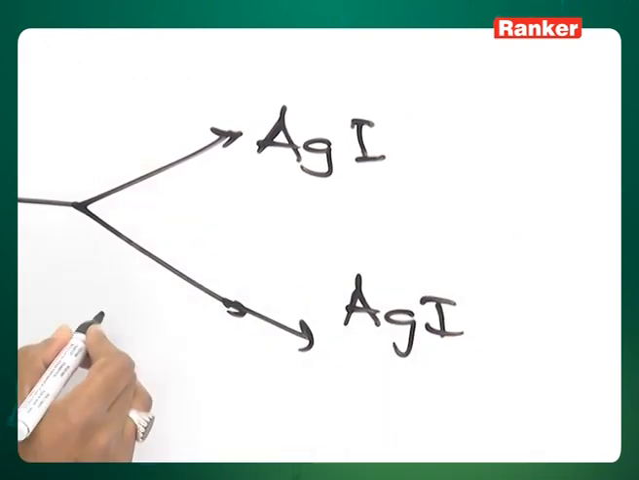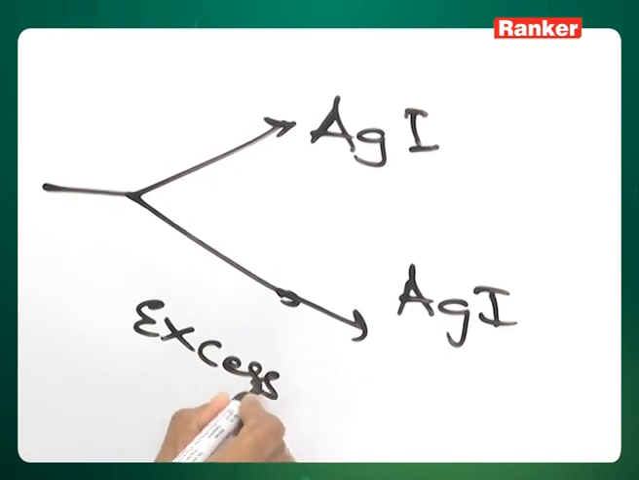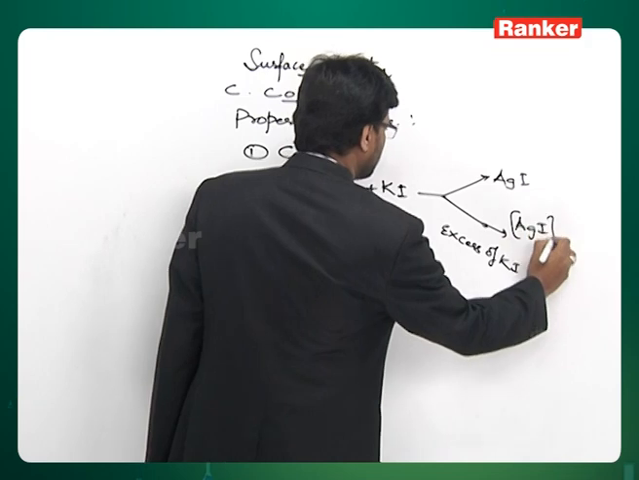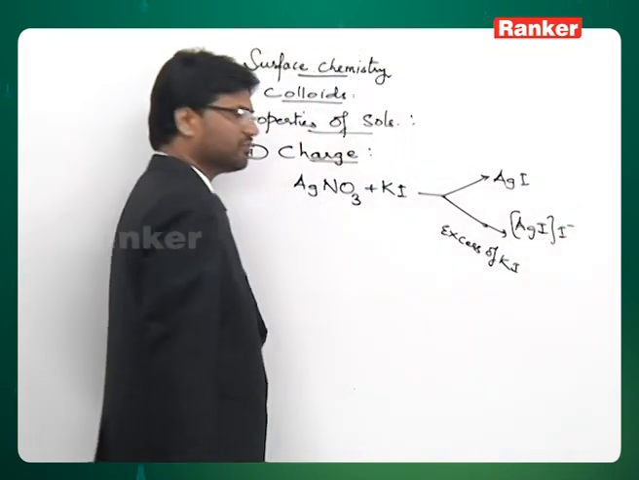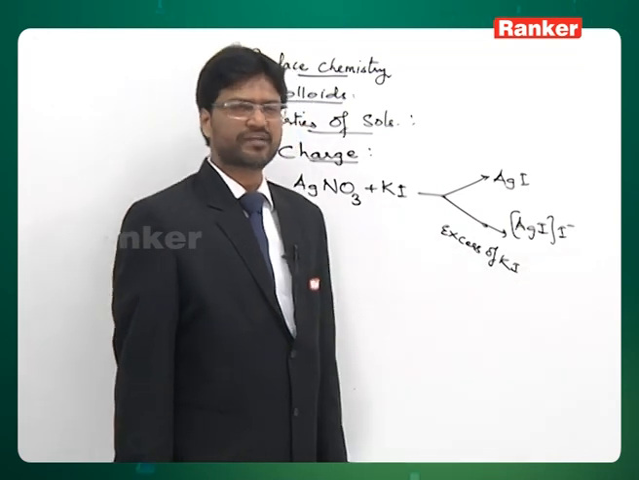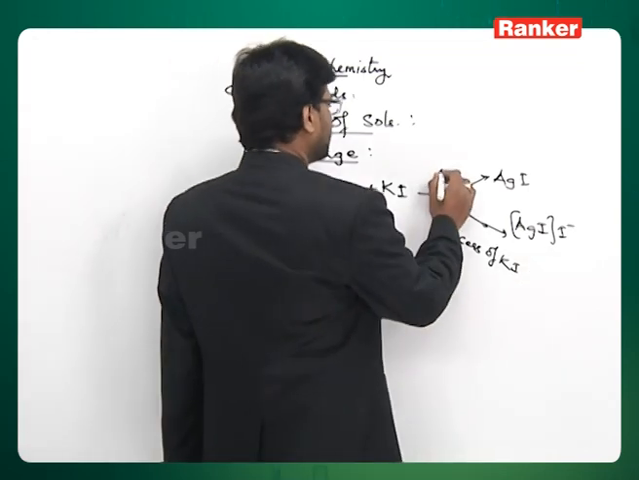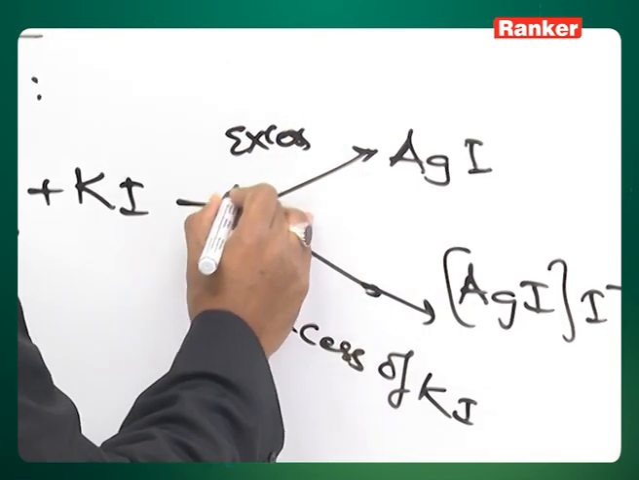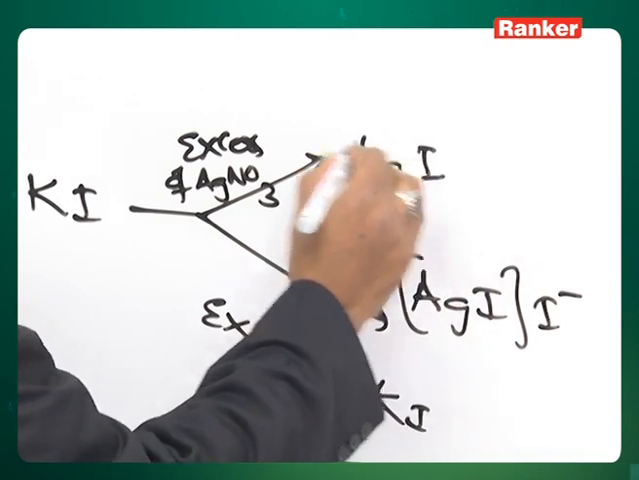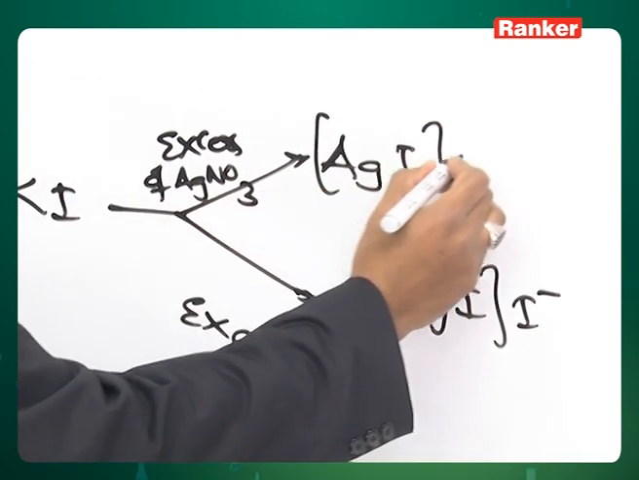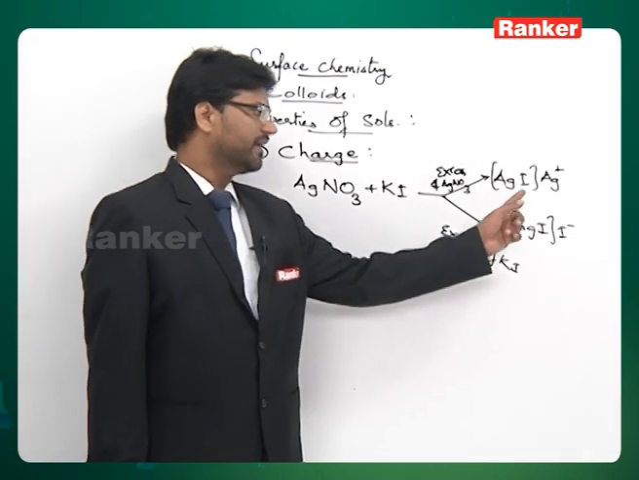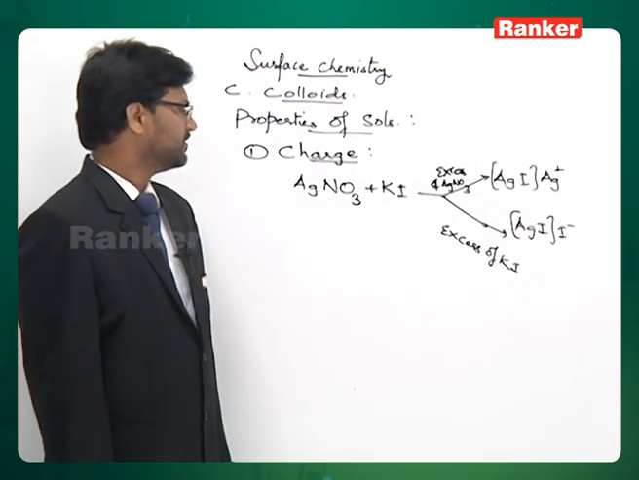but then if I use excess of KI, the excess I minus will get adsorbed on the surface of colloidal particles. In this way I get a negatively charged sol of AgI. But if I take excess of AgNO3, then Ag plus is the common ion and it gets adsorbed on the surface of colloidal particles, and in this way I get a positively charged sol.